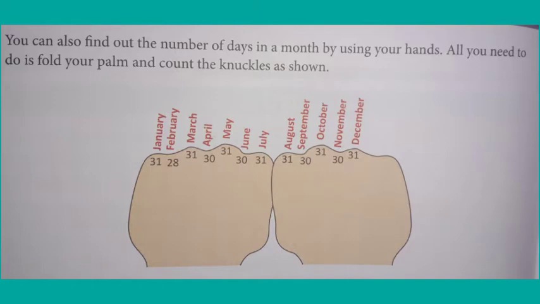You can also find out the number of days in a month by using your hands. All you need to do is fold your palm and count the knuckles as shown. Here January 31, February 28, March 31, April 30, May 31, June 30, July 31, August 31, September 30, October 31, November 30 and December 31.